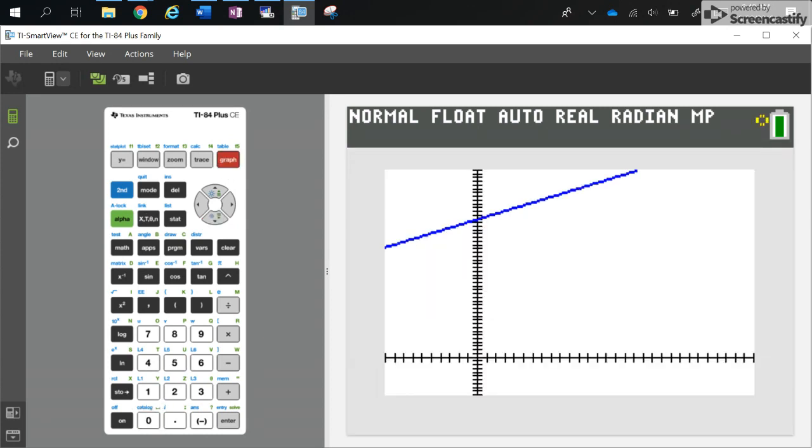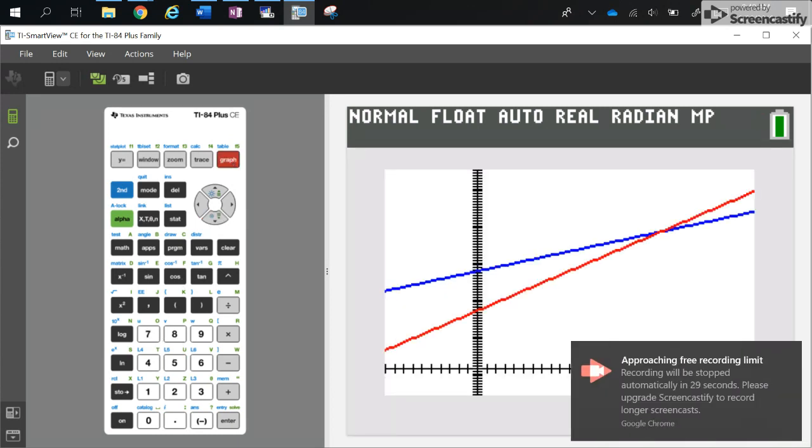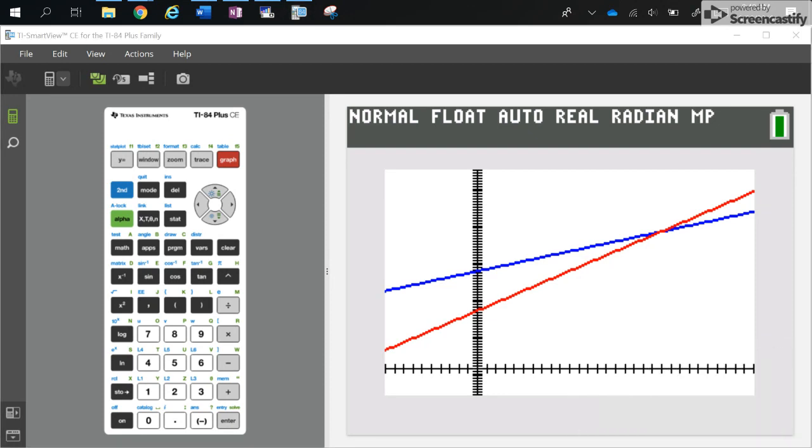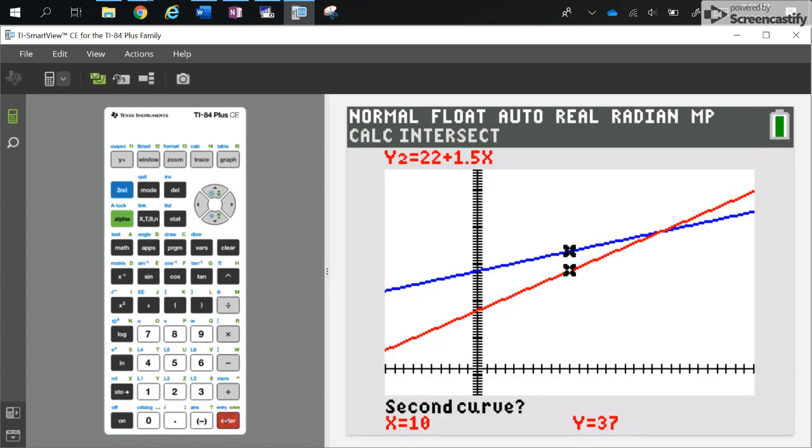So I'm going to press graph, and I see that I don't see the point of intersection yet. So I still need to go up a little bit. So I'm going to go to window again, and I'm going to change my y max to like 75. And I'm going to see if now I can see where the point of intersection is. So I'm going to do second calc, number 5, press enter 3 times, and it gives me 20, 52.